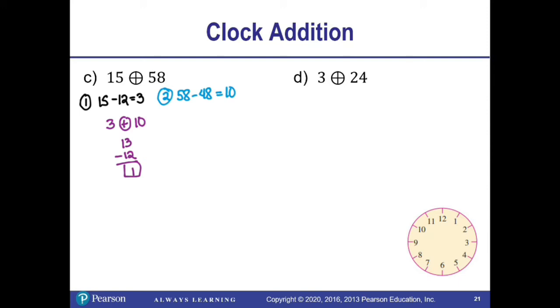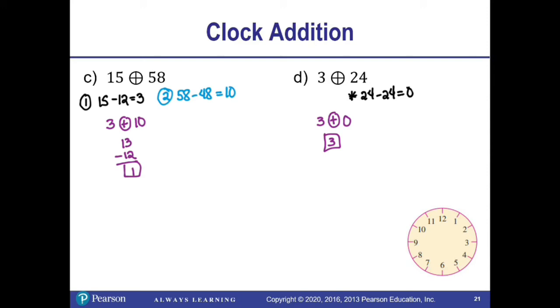Part D. We have 3 plus 24 on the clock. Well, again, 24 is bigger than 12, so I need to subtract out a multiple of 12 to figure out where I land on the clock. Well, 24 is a multiple of 12, it's 12 times 2. 24 minus 24 is 0. So 3 plus 24 on the clock is the same thing as 3 plus 0 on the clock, which is 3.